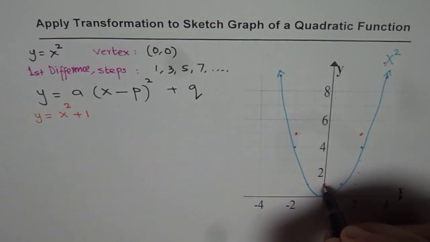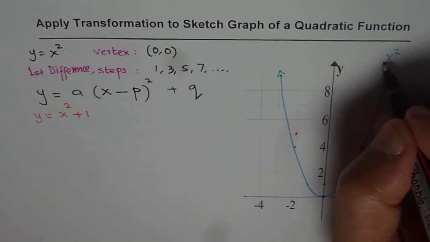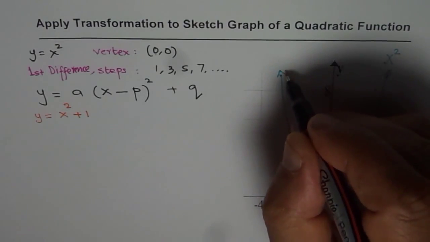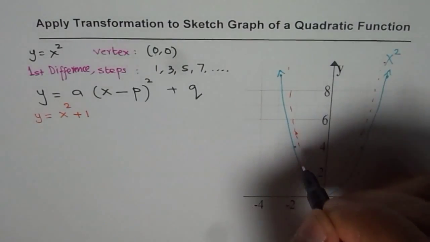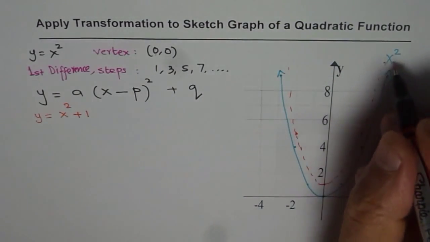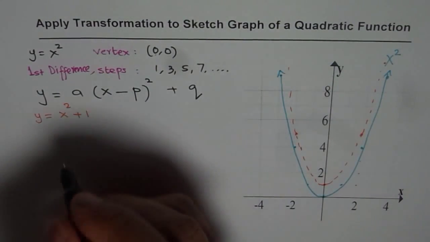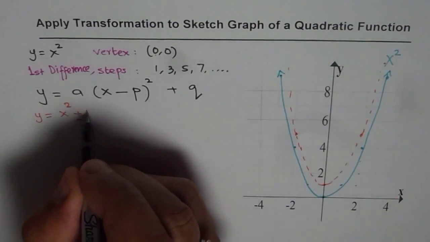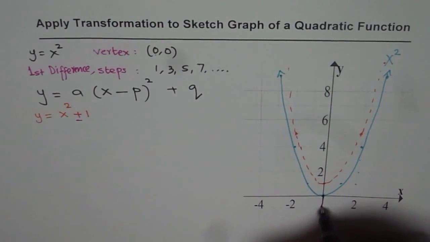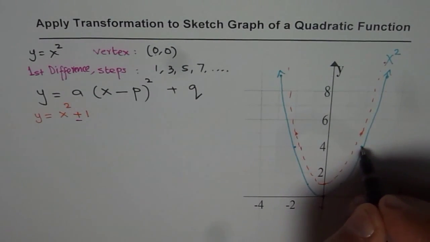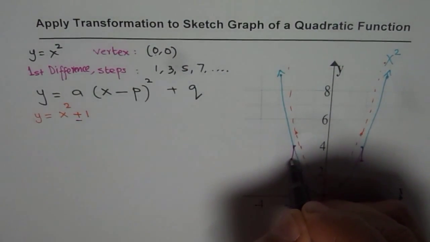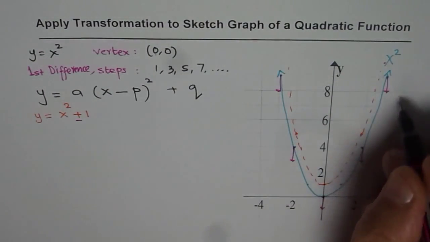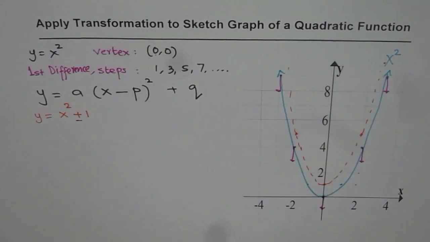The only thing is that the graph has moved 1 unit up, and so you get a graph. You can move every point 1 unit up, and then sketch your graph. So that becomes x squared plus 1. In case it is x squared minus 1, you have to pull each point 1 unit down, right? You can literally pull them down like this, getting your new points, and once you get new points, you can join them and get your graph.